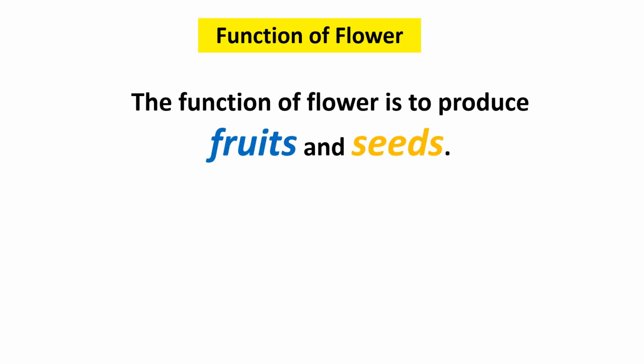Now let us see the function of flower, the importance of flower in plant. The main function of flower in plant is to produce fruits and seeds after it undergoes the process of pollination, fertilization, and maturation. Okay, that flower produces fruits, and inside that fruit there are seeds. Now these seeds, when they are sowed, produce a new plant again. Okay, so this is how the life cycle of plant continues.